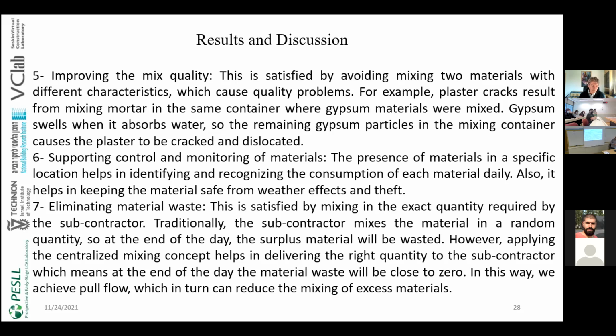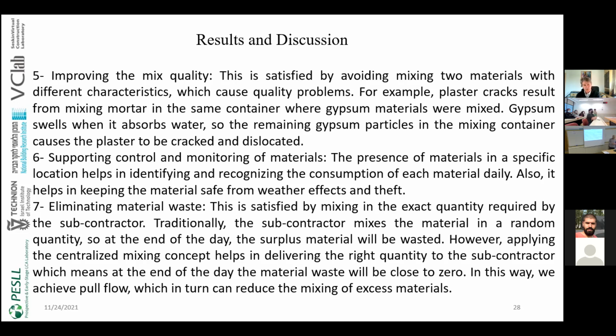I understand. So you would like to bring the example of the so-called pathology, which is completely forbidden by the standards: mixing gypsum-based and cement-based materials. I understand. But this is a kind of pathology. It's completely forbidden. It's not improving the mix quality. It's a violation.